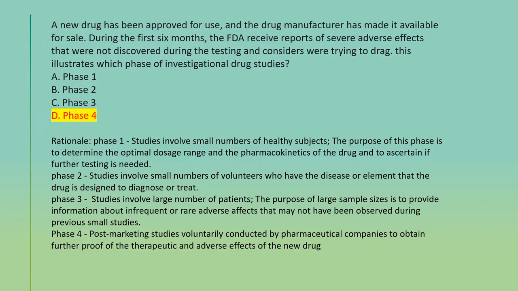Answer: Phase 4. Phase 1 studies involve small numbers of healthy subjects. The purpose of this phase is to determine the optimal dosage range and the pharmacokinetics of the drug and to ascertain if further testing is needed. Phase 2 studies involve small numbers of volunteers who have the disease or element that the drug is designed to diagnose or treat. Phase 3 studies involve large numbers of patients. The purpose of large sample sizes is to provide information about infrequent or rare adverse effects that may not have been observed during previous small studies. Phase 4 post-marketing studies are voluntarily conducted by pharmaceutical companies to obtain further proof of the therapeutic and adverse effects of the new drug.